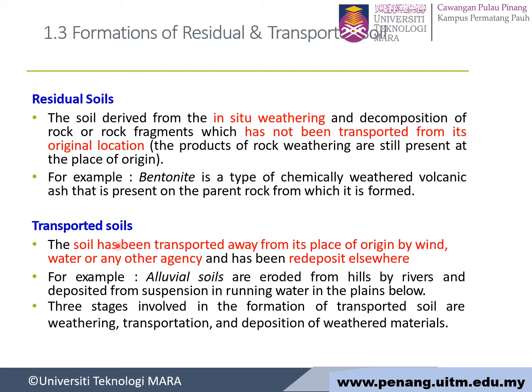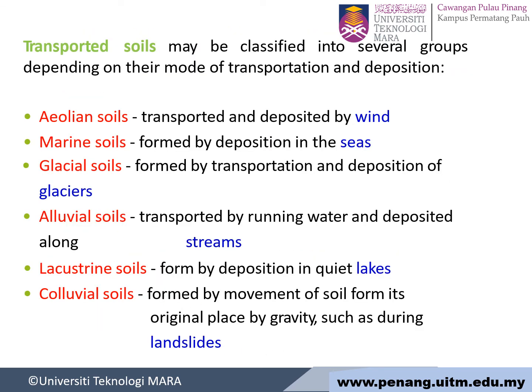And how about transported soil? The soil has been transported away from its place of origin by wind, water, or any other agency and redeposited elsewhere. For example, alluvial soils are eroded from the hills by rivers and deposited from suspension in running water in the plain below. Three stages are involved in the formation of transported soil, which are weathering, transportation, and deposition of weathered material. Transported soil may be classified into several groups depending on their mode of transportation and deposition.